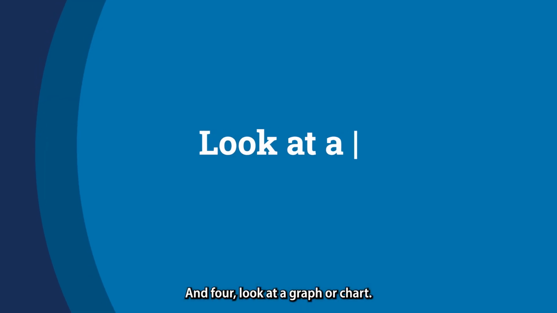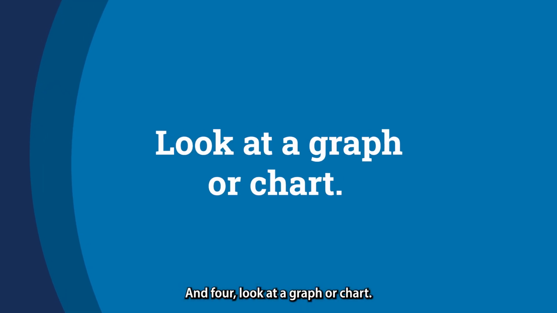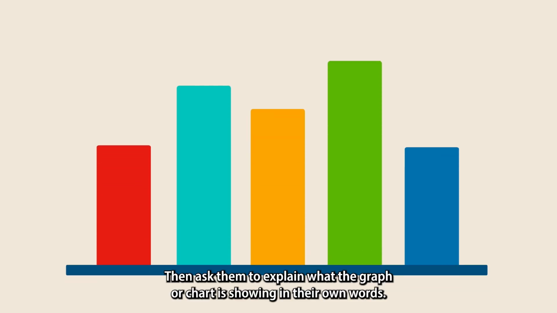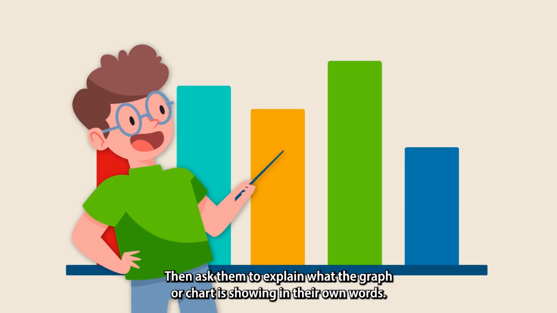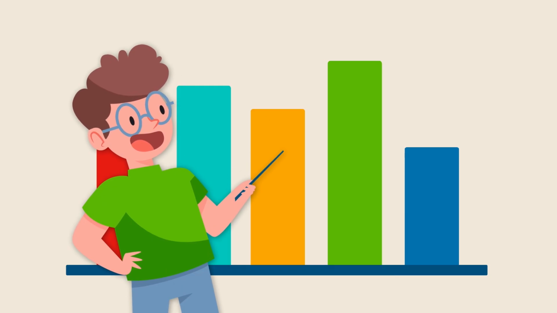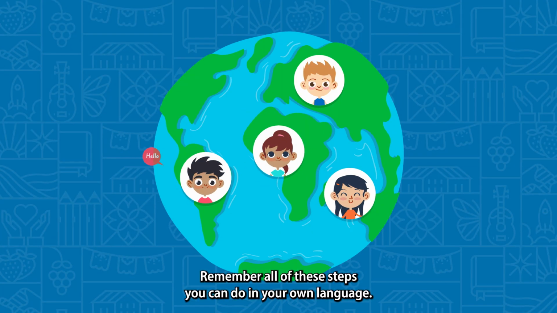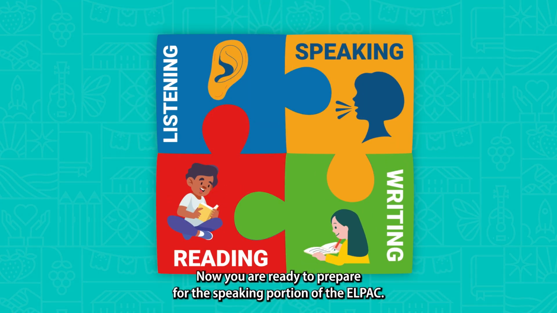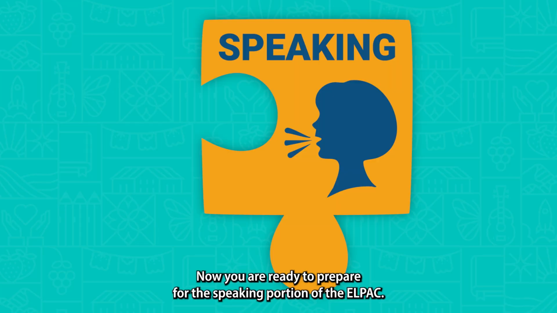And fourth, look at a graph or chart. Ask your child to tell you what they notice about it. Then ask them to explain what the graph or chart is showing in their own words. Remember, all of these steps you can do in your own language. Now you are ready to prepare for the speaking portion of the ELPAC.